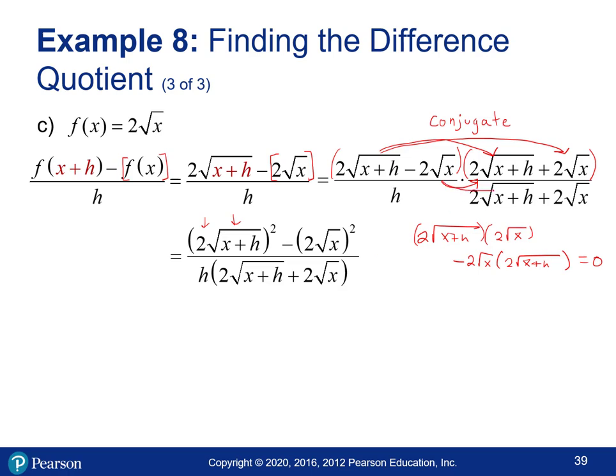And then last times last, negative 2 square root x times positive 2 square root x is this part right here. So it looks like you might not have had to FOIL, but you actually had to. And then the two terms in the middle add up to 0. And then on bottom, you just distribute. So you say h times this quantity and this one here as well.